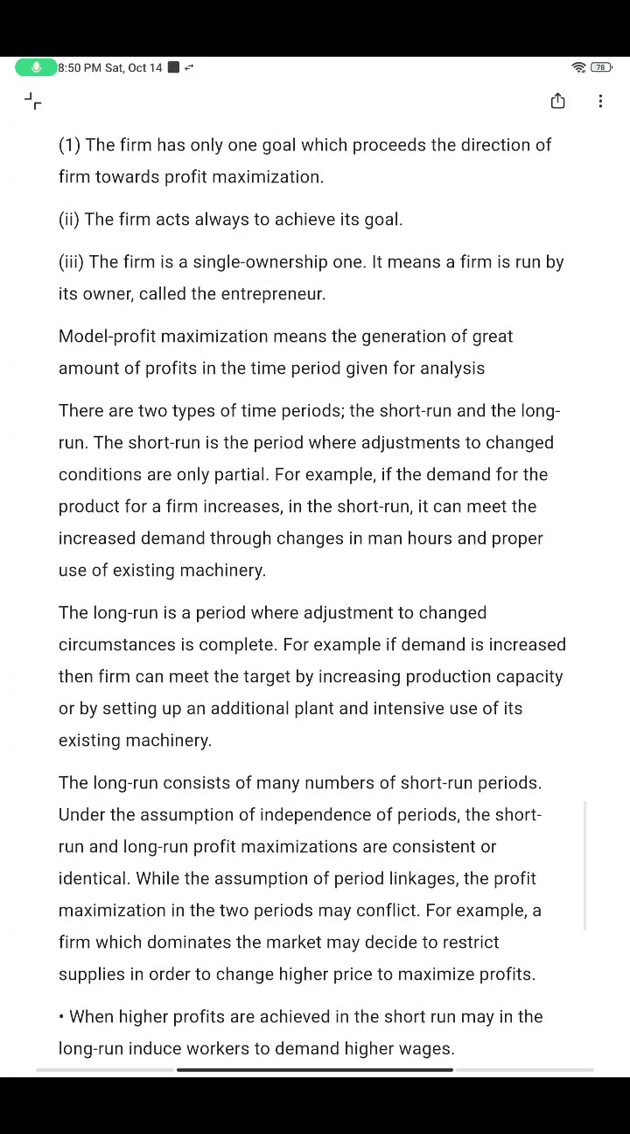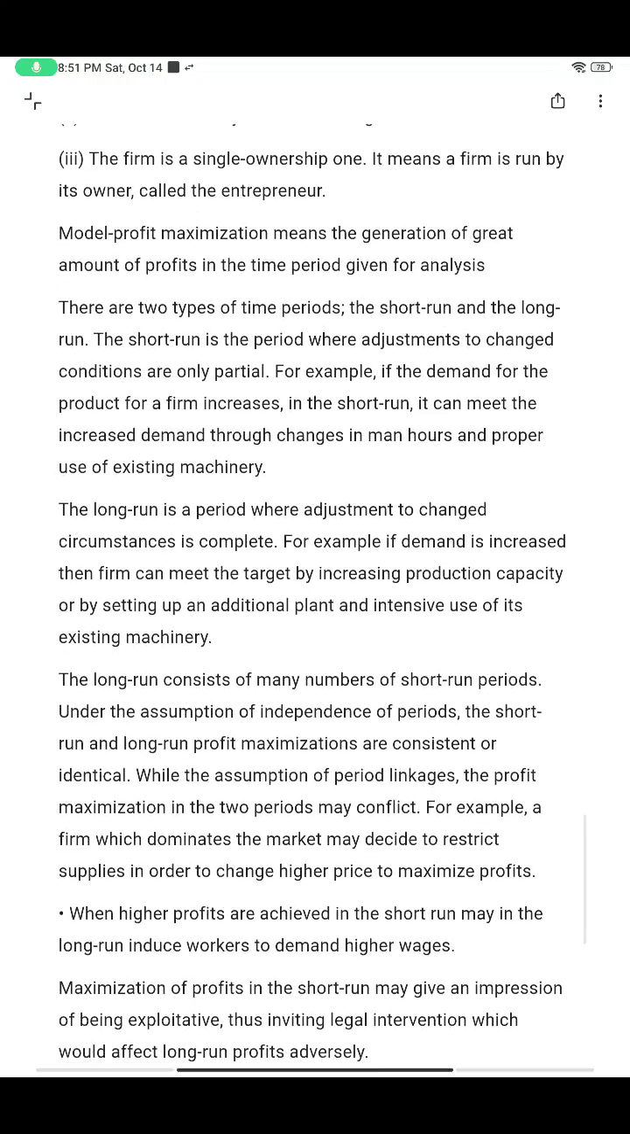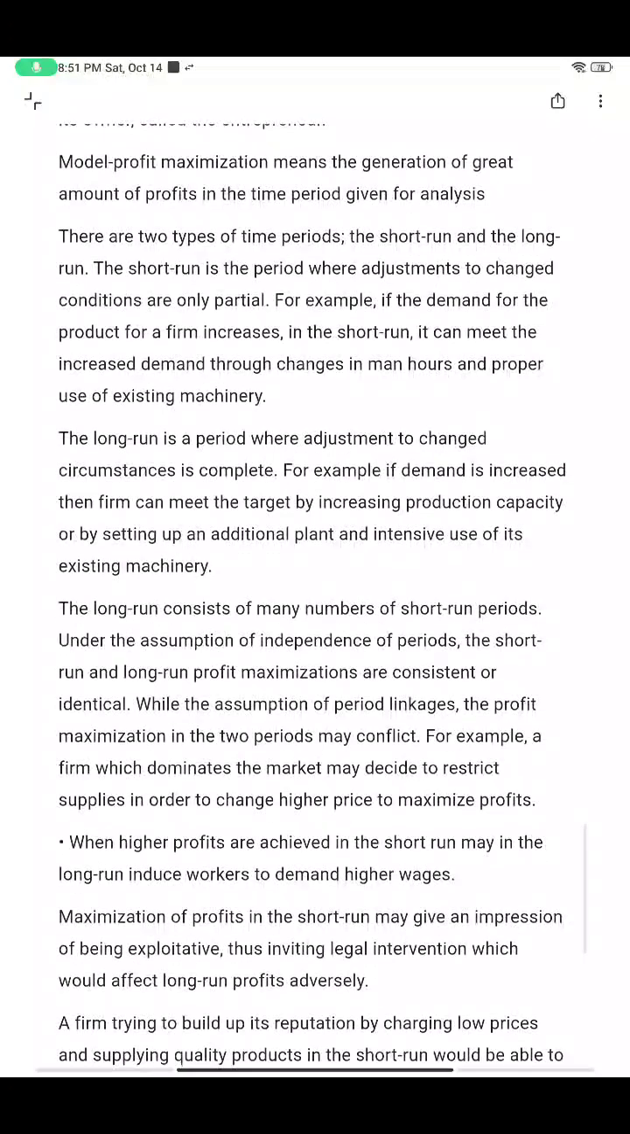Now if the firm is single ownership, that means only one owner, one person is running the firm, that person is called an entrepreneur. So remember, a firm is a small company, and we have two time periods for every business, every company and every firm: short run and long run. Short run means they will make adjustments according to the market.